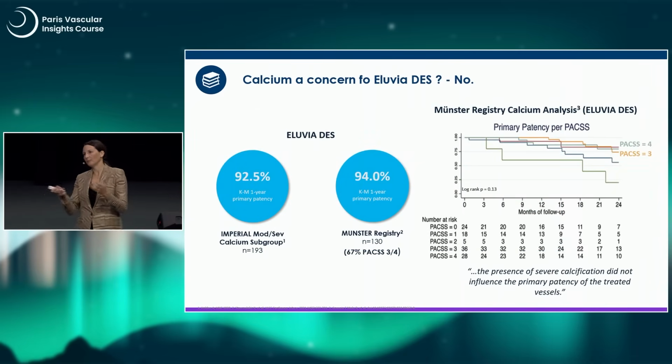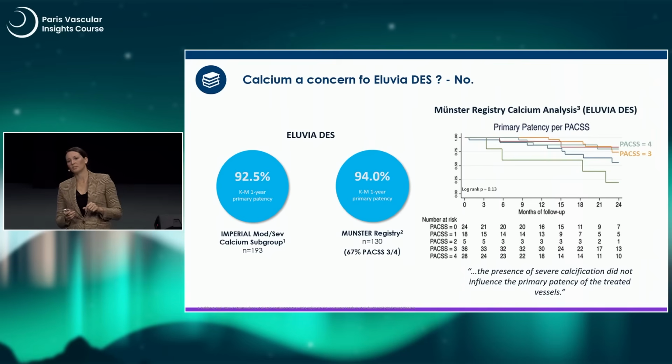The question is, as we all said, it's a calcified lesion, so the concern is going to be, do we think that the DES is actually going to work in calcium? And there were some data on that as well. So in the Imperial study, there was a subgroup analysis with moderate to severe calcifications. And at 12 months, it showed that you had a sustainable primary patency, 92.5.